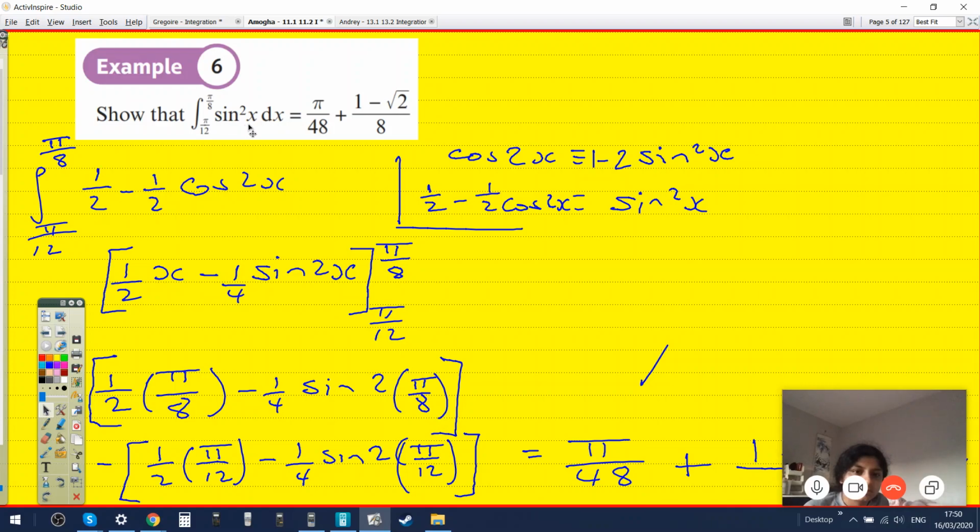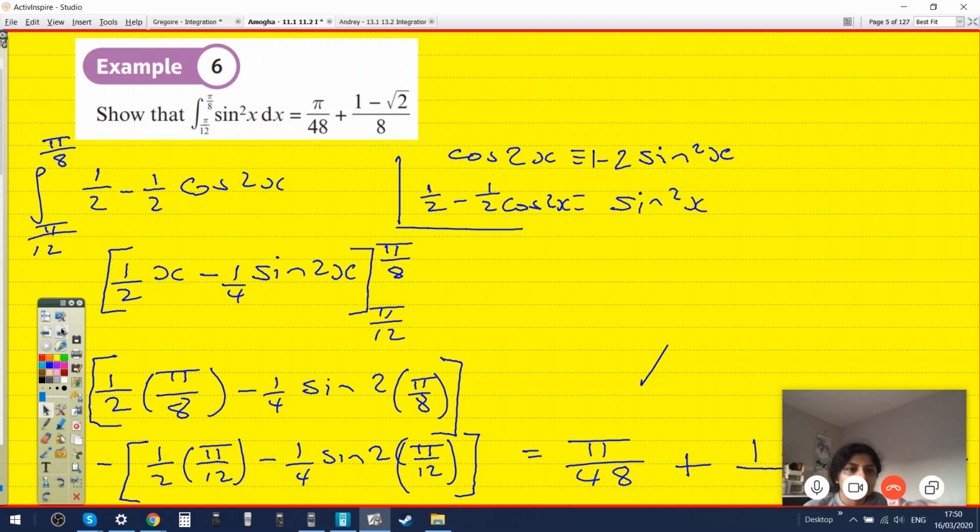Sine squared x. How do we integrate it? Cos 2x. What if it was cos squared x? The other one. Yeah, it's 2 cos squared x minus 1. And the other possibility is the other cos 2x one that might come up. So that's like cos squared x minus sine squared x or something. So if they asked you to integrate that, you would just change it into cos 2x.